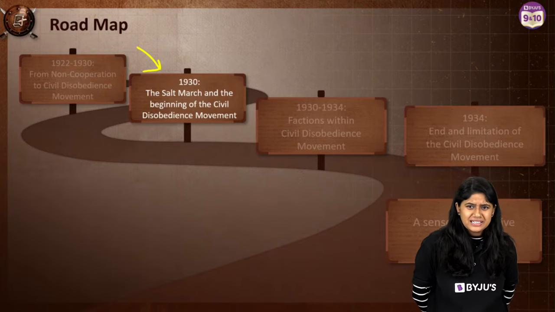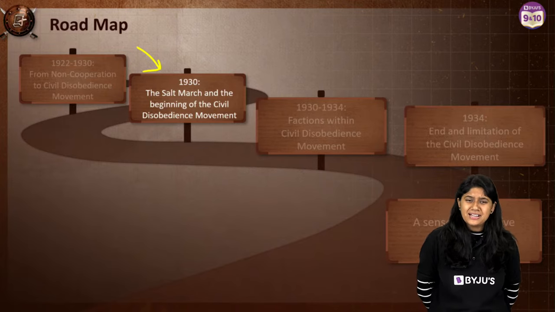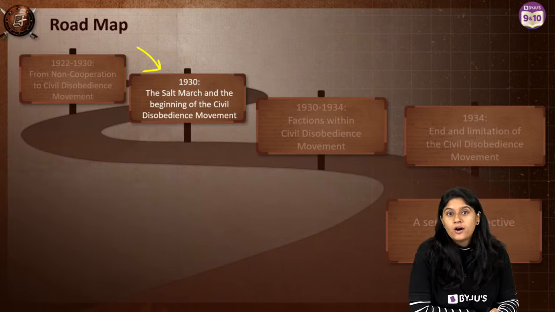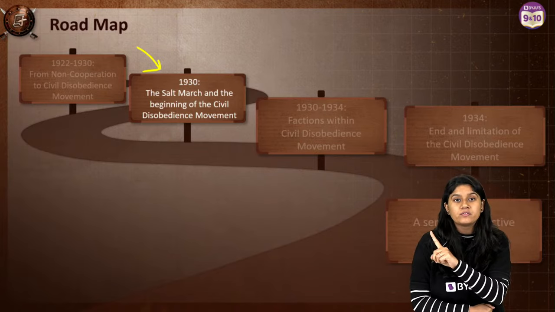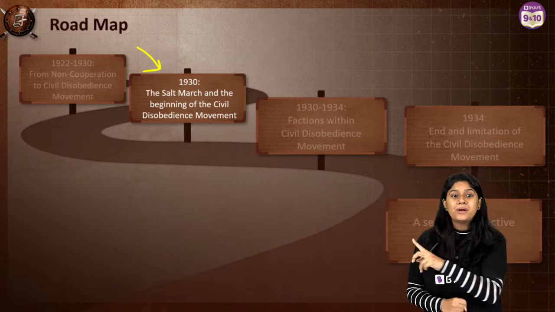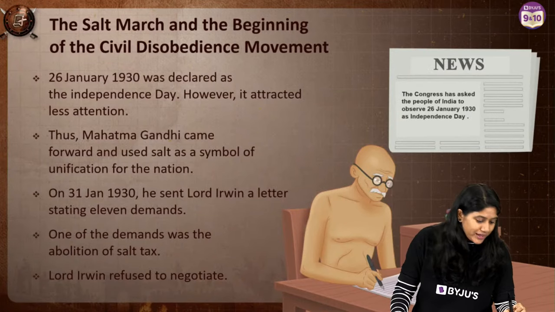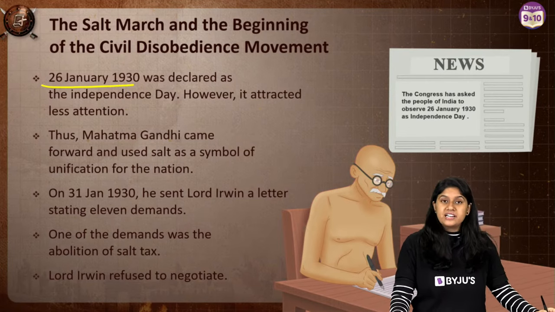Approximately 10 days, they walked 10 miles a day. Good. Okay, so that was a very important thing. And from there, of course, we saw the beginning of the civil disobedience movement. Now we are breaking the laws. Clear? Chaliye. So, 26 January 1930 was declared as Independence Day.